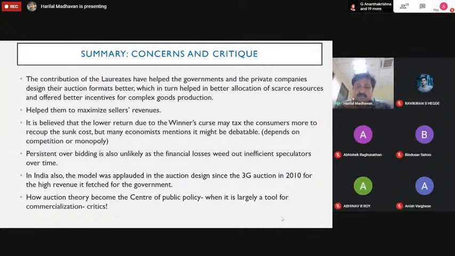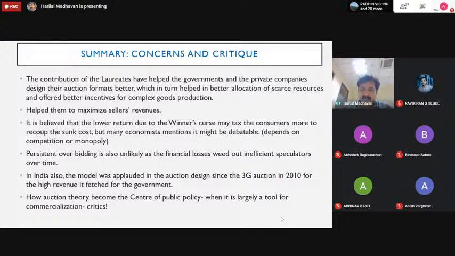It is believed that the lower return due to the winner's curse may tax the consumers more. If you actually have a winner's curse, for example, in a bidding process, a firm may end up paying huge amounts, which means they have less money left for other infrastructure facilities, and they may also charge consumers much higher prices. That's a debatable thing, and the Nobel laureates have warned about that. But there are many other economists who are of the opinion that it doesn't work in that way.